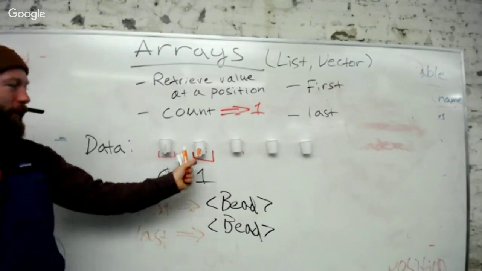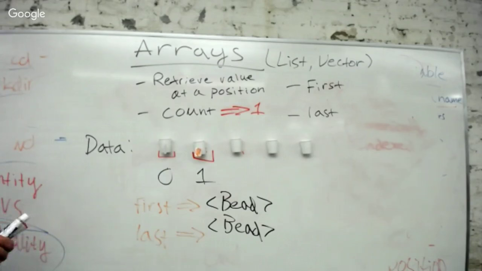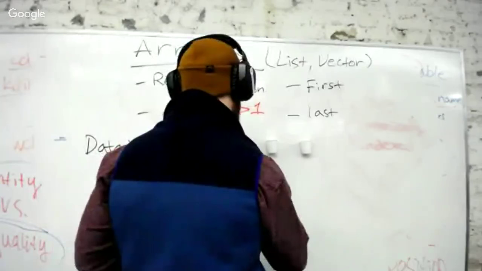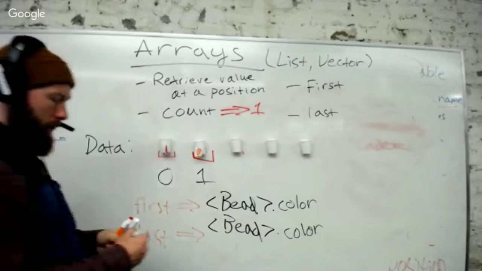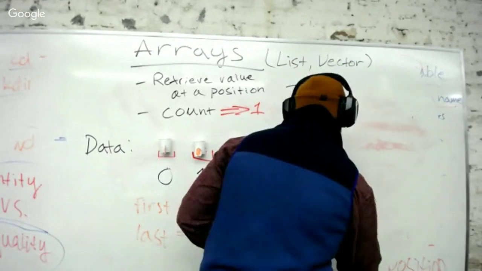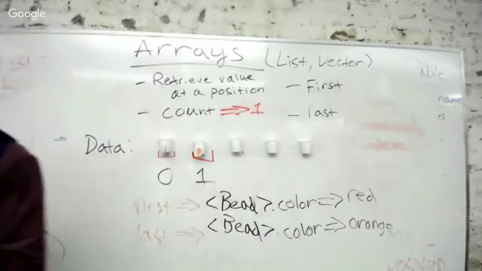From just looking at what type of things these are, they're not necessarily distinguishable, but suppose hypothetically we had some color method. I could ask for the color of this bead or the color of this bead. In the case of my first one, I'm going to get back the red, or in the case of the last one, I'll get back the orange. And so that behaves as we would expect.